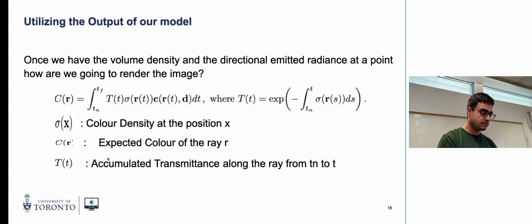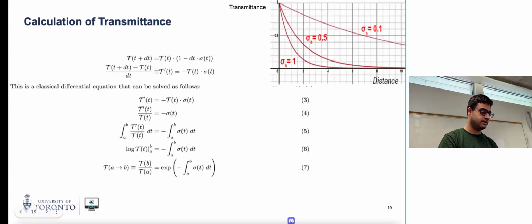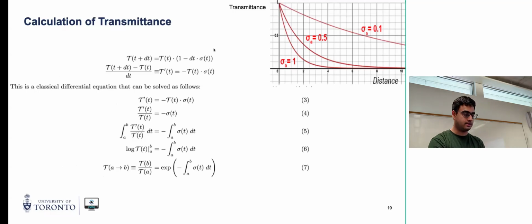The accumulated transmittance is the probability that the ray has not yet hit a point before it encounters the point itself. Now I'll talk about how we can get the transmittance from the value of sigma of x. There is an example that involves the calculation of the transmittance from the value sigma of x. Since sigma of x is the volume density at a point, it stands for the differential probability that the ray will hit the point itself.